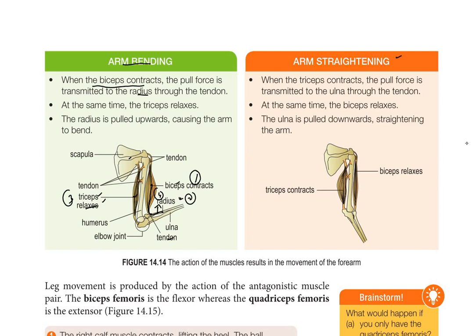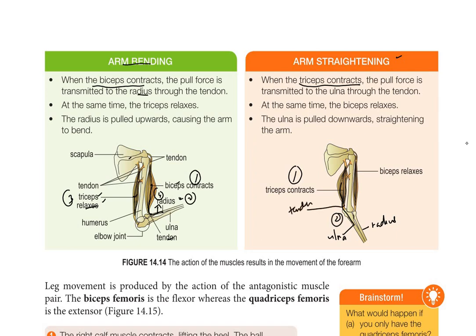So arm straightening here also involves starting with the contraction. So in this case the triceps contract. Okay, the triceps contracts. So this one, when the triceps contract, the pull force is transmitted to the ulna through the tendon. So here is the ulna. Okay, here is the radius. So the pull force produced when the triceps contracts will be transmitted to this ulna. Okay, transmitted to the ulna through the tendon. Of course, here we have the tendon, right?